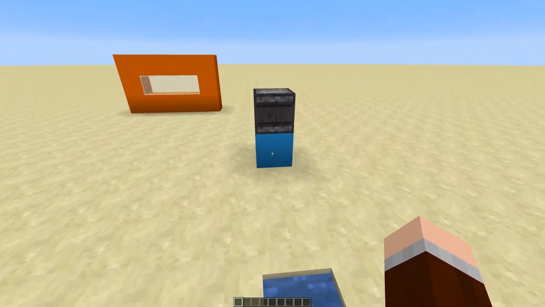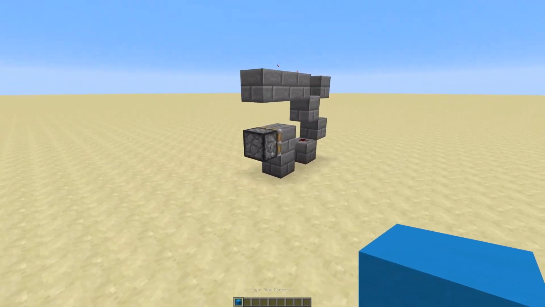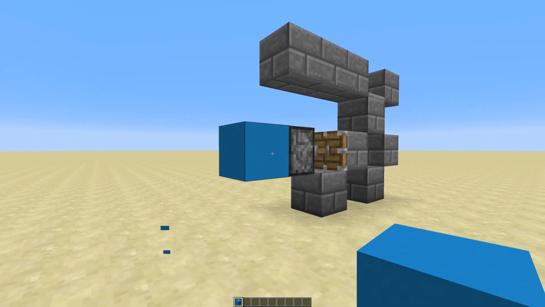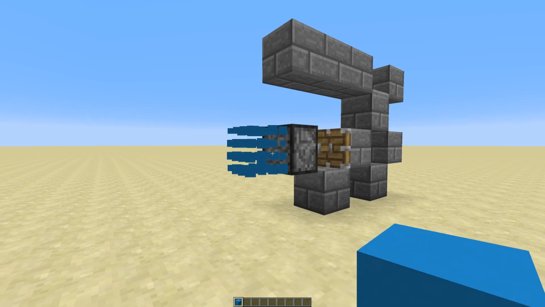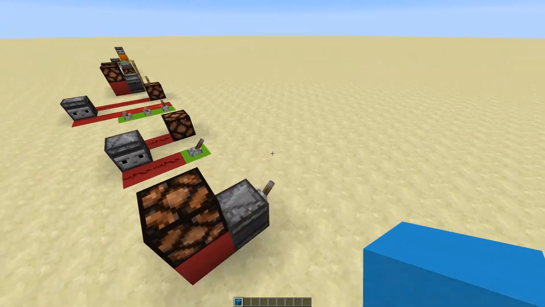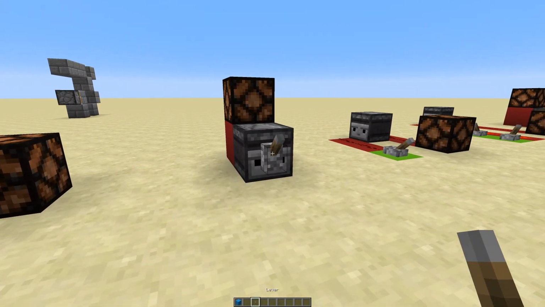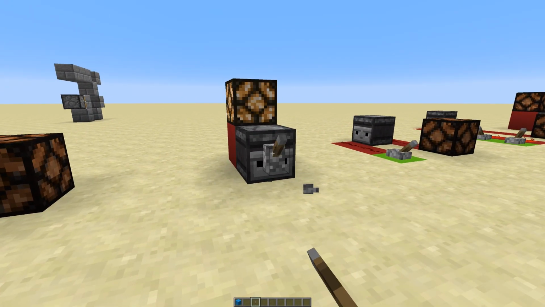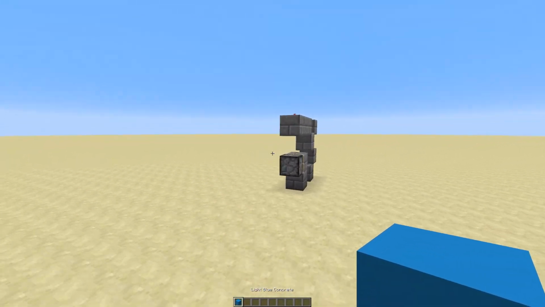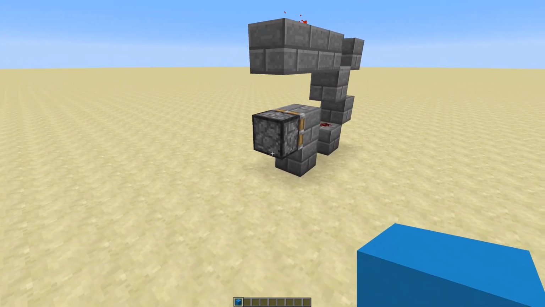Back when we didn't have the observer, we used to work with giant contraptions like this one, which would do basically the exact same thing, detecting whenever a block is placed here or a block is removed. This also works with the observer, obviously. Removing or placing the block is also a block update. And this would also work with crops or redstone or whatever.